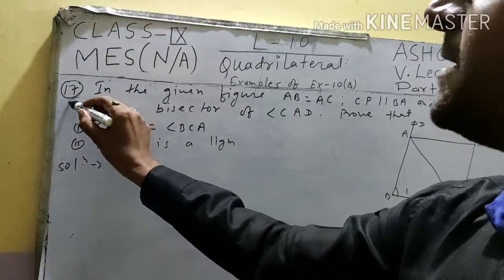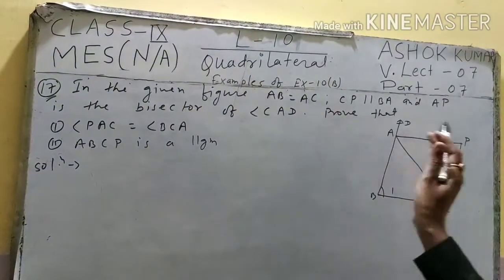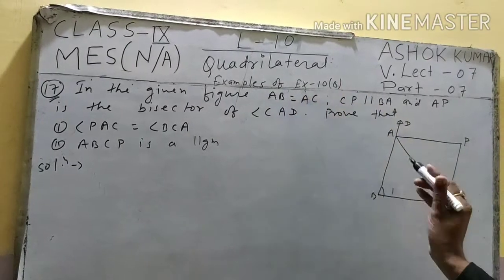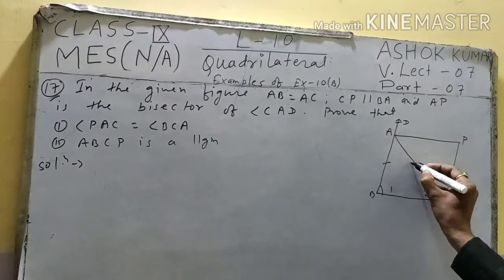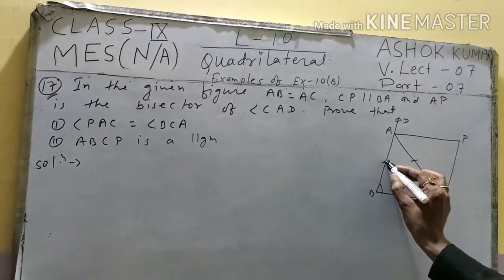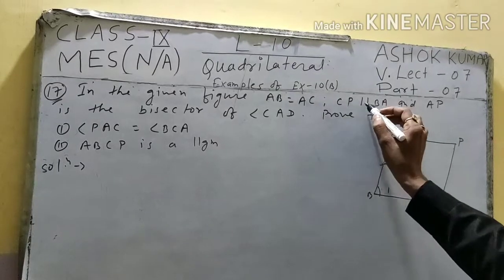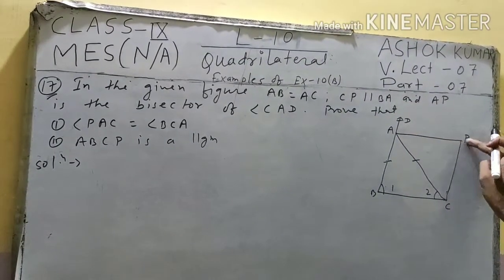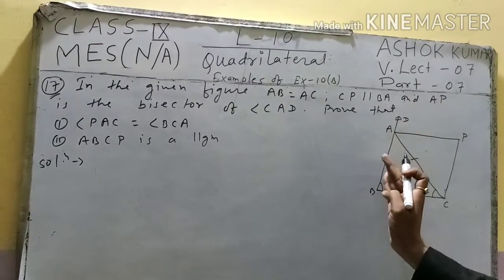Here student, question number 17, examples of exercise 10B. In the given figure, AB is equal to AC. This side is equal to this side, so angle 1 is equal to angle 2. CP is parallel to BA, that means this side is parallel to this side.